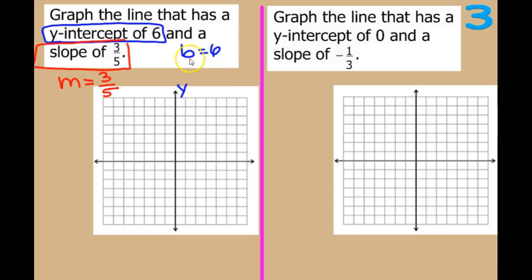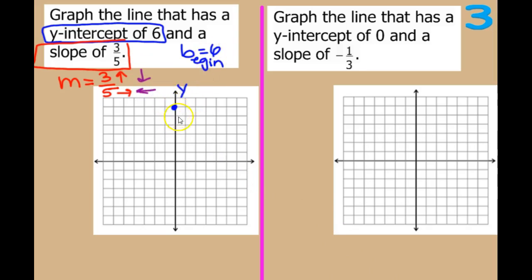So let's begin at 6. I'm just going to write the word there in case you forget. Up 1, 2, 3, 4, 5, 6. And then our slope is rise over run, rising 3, and 5 to the right. Now this one's tricky. From here I can't go up and to the right, so the opposite I just have to do is down and to the left.